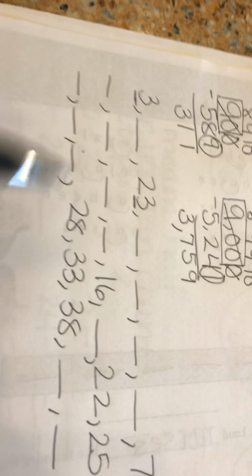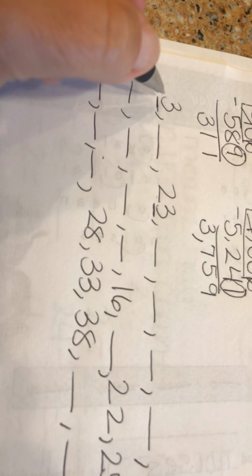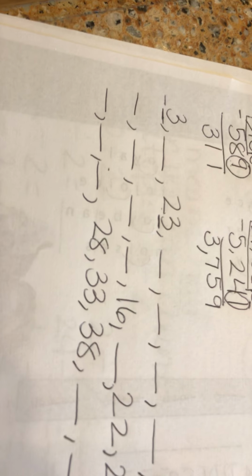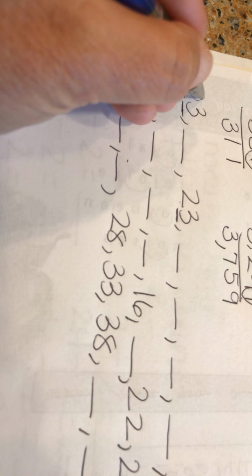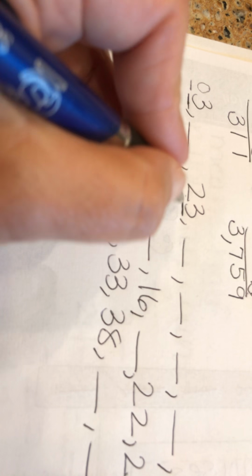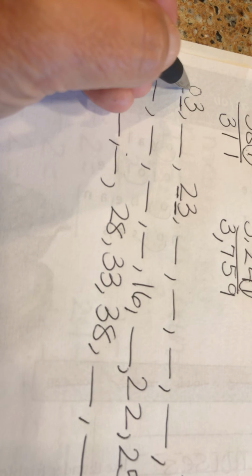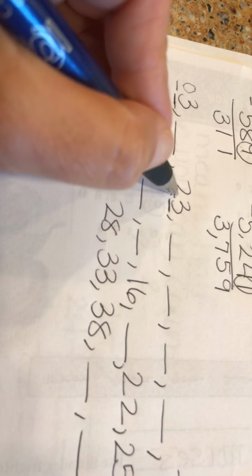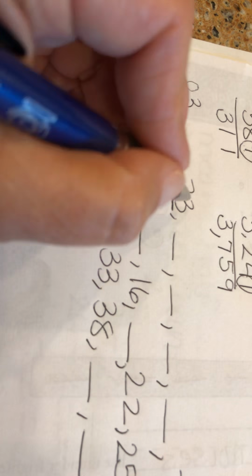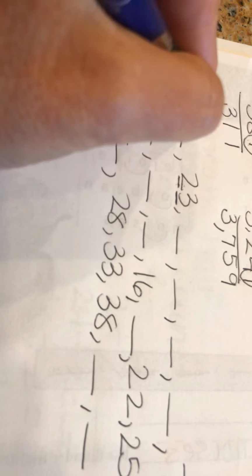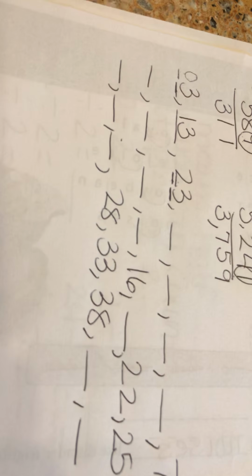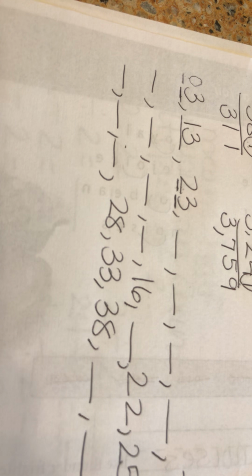So what number do you think needs to come next? How many tens are in the number 3? Well, I think there's 0 tens. How many tens are in the number 23? Well, I think there are 2 tens. So what number of tens should come between 0 tens and 2 tens? Well, I think that might be 1 ten.